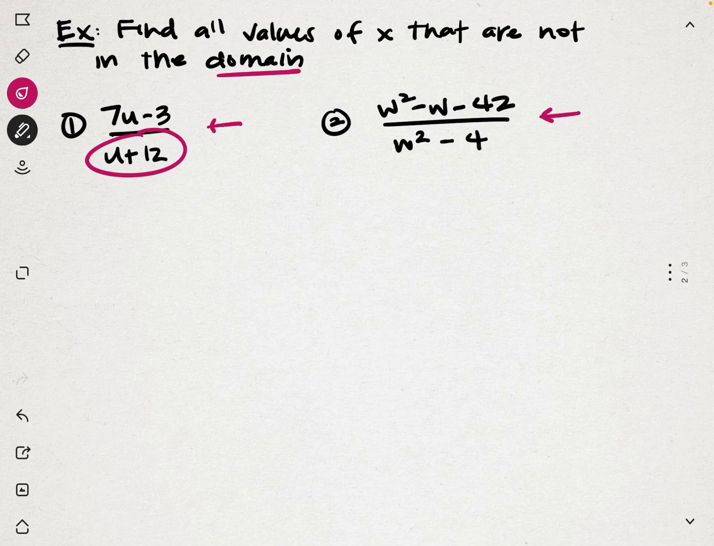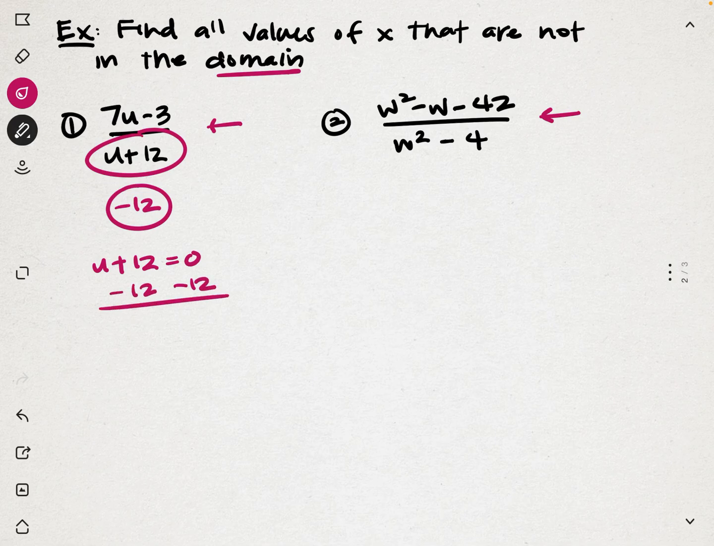So what plus 12 is equal to 0? That would be negative 12. If you have a hard time seeing it that way, then you can set the denominator, u plus 12, equal to 0, and then solve it algebraically. And we get the same answer.